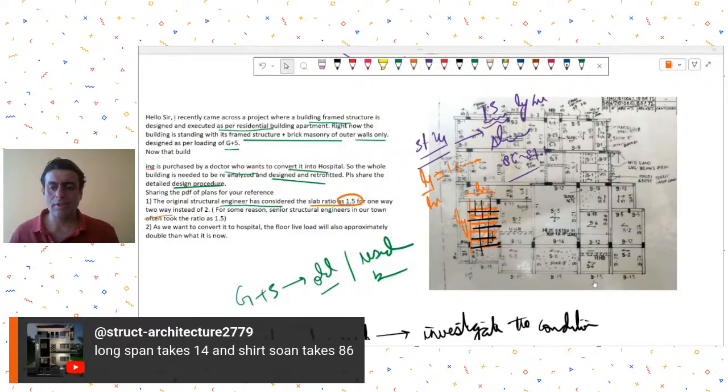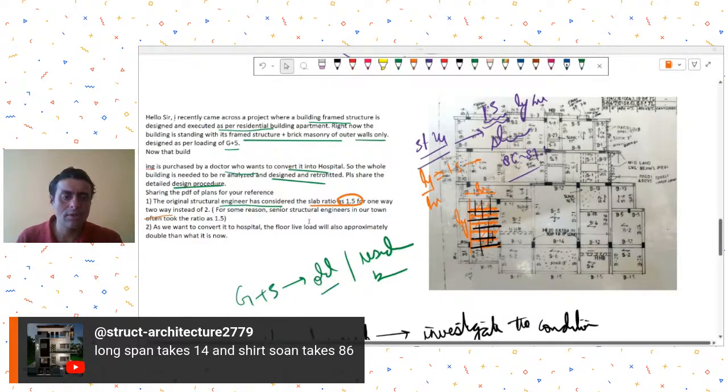Yeah, he is providing the correct answer. Long span takes 14% and short span takes around 86%. Correct. So I think this happens at around Ly by Lx of 1.5. Maybe that is the reason why your engineers are doing it this way. So the code, instead of giving you 1.5, gives you 2, but it's okay. Even at 1.5, largely the behavior will be along the short span.